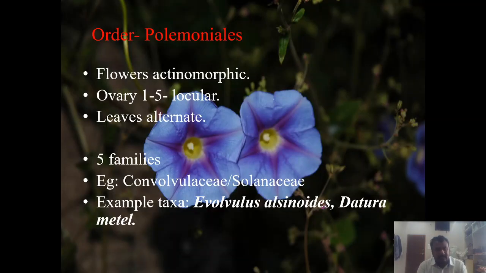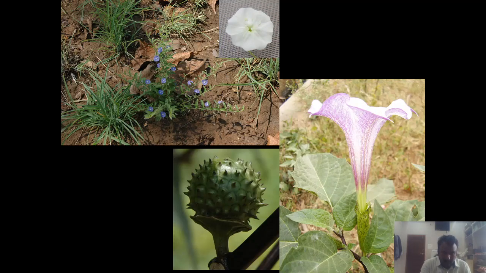Under Polemoniales, flowers actinomorphic again, ovary 1 to 5 locular, leaves alternate. 5 families, Convolvulaceae and Solanaceae. Examples, Evolvulus alsinoides and Datura metel. You can see here Evolvulus alsinoides with the blue flowers and also white flower. This is Datura metel.